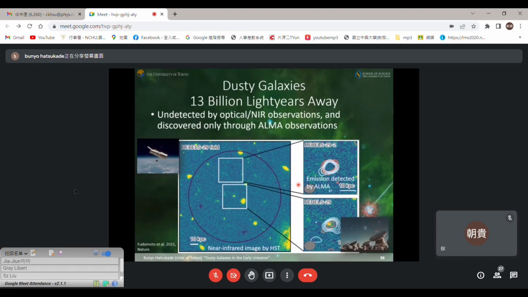And now ALMA also reveals very distant galaxies. So the left figure shows the near-infrared image taken by Hubble Space Telescope, and in the same region, ALMA observed and found objects which cannot be traced by optical observations using Hubble Space Telescope. So these populations are undetected even with deep optical near-infrared observations, and discovered only through submillimeter observations using ALMA. So it is expected that these kinds of very optically faint objects exist in a very early universe, in this case about 13 billion light years away.